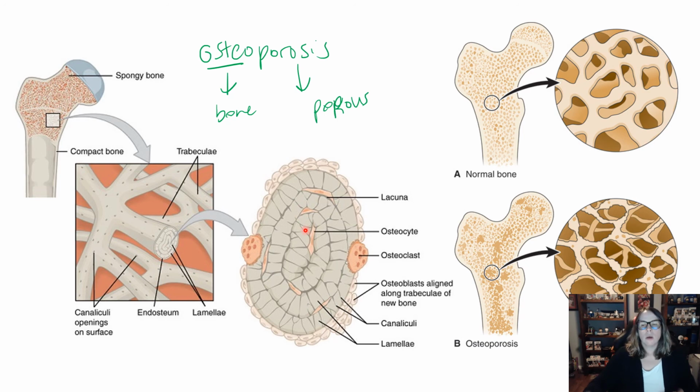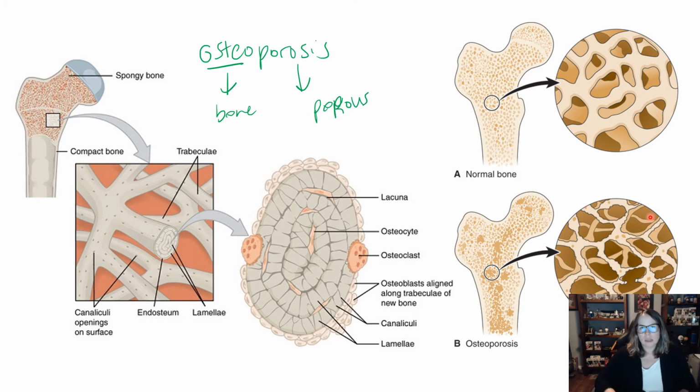Now, when we look at how they're built in a normal bone, we can see that they're porous, but there's not these huge big spaces, and the trabeculae look fairly robust. In someone that has osteoporosis, you can see how those pores become much larger and the trabeculae have become much more weak. They look thinner and more fragile.